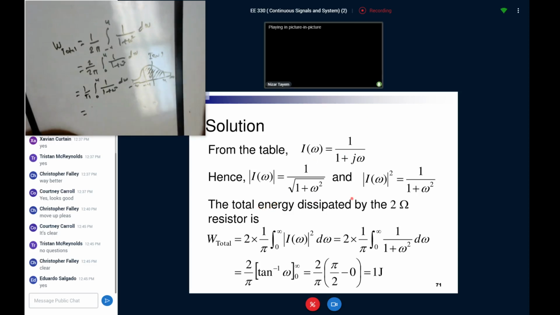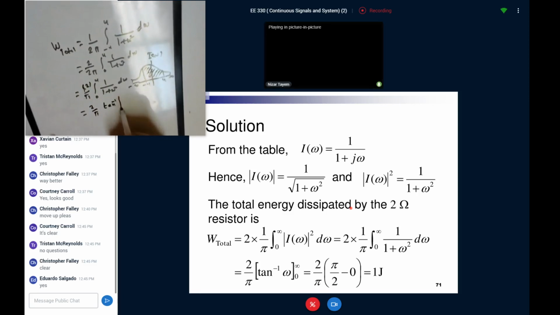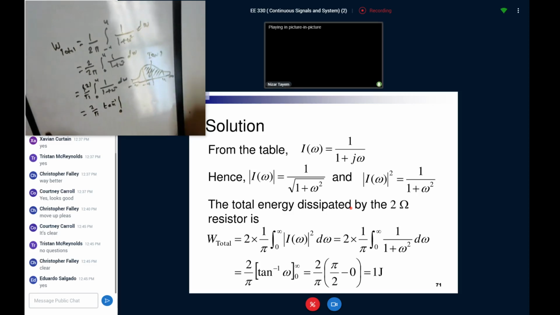Here, the total energy dissipated by the 2 ohm resistor is, since we're talking about the 2 ohm resistor, we multiply here by 2. So the 2 here comes from the 2 ohm resistor. So then 2 over pi, and then tan inverse of what, from 0 to, so tan inverse, W total energy.